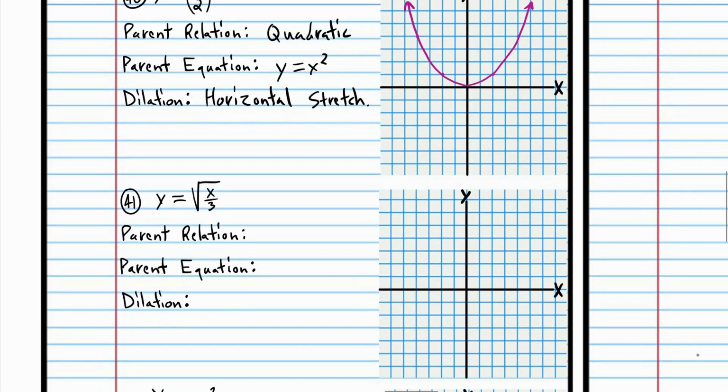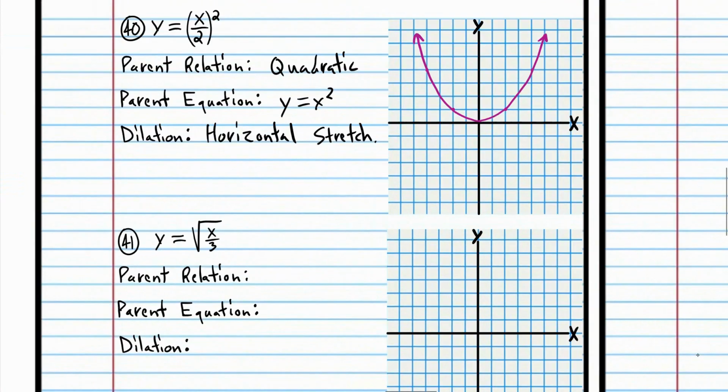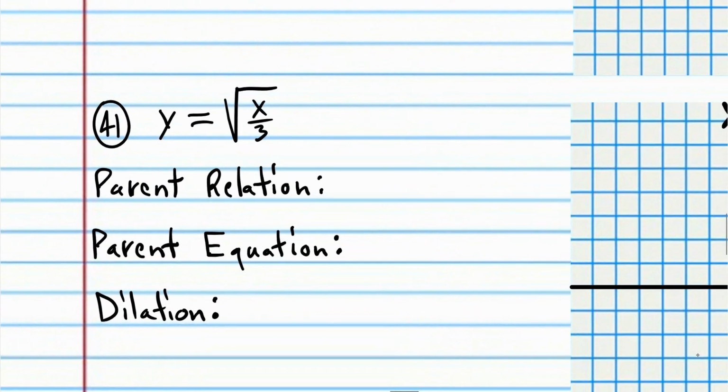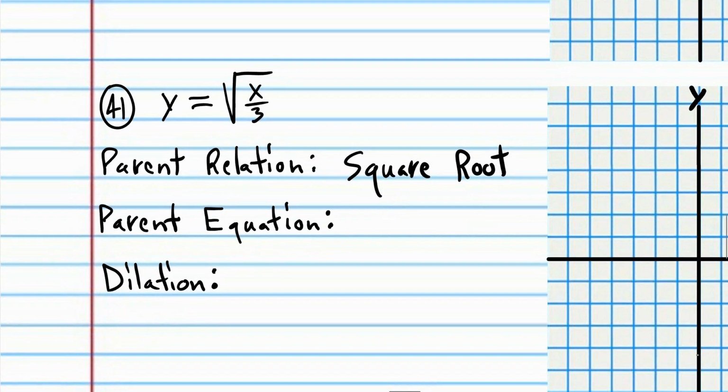Good job. Let's try 41. Go ahead and try 41. When you come back, we'll do it together. All right, we're back. The parent relation is obviously the square root parent relation. The parent equation is y is equal to square root x.